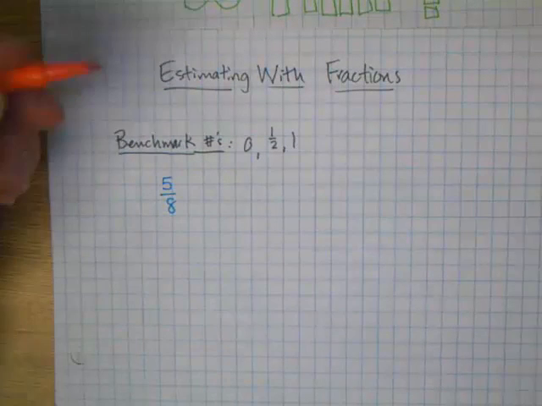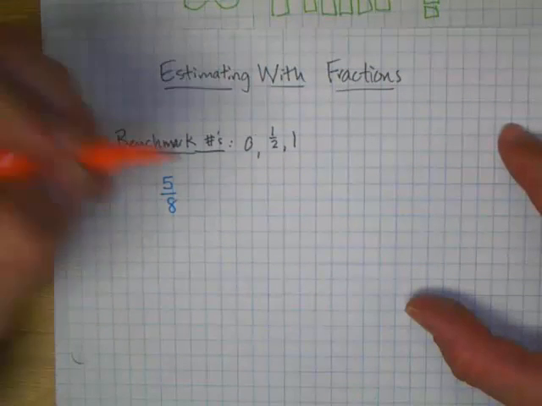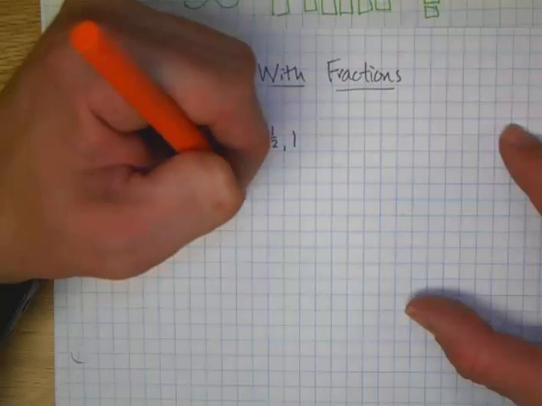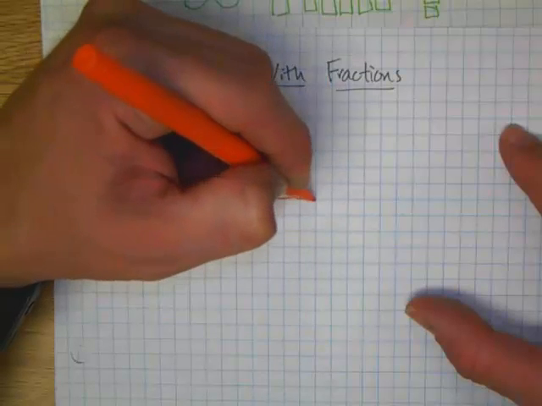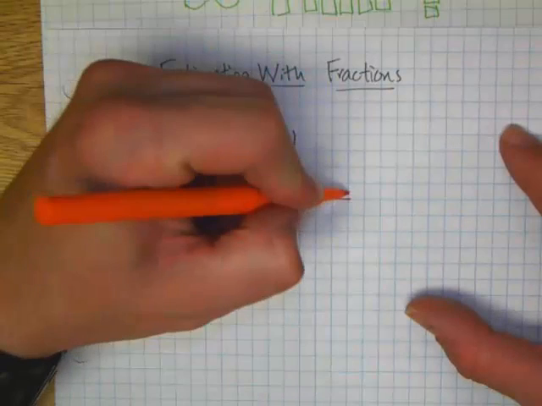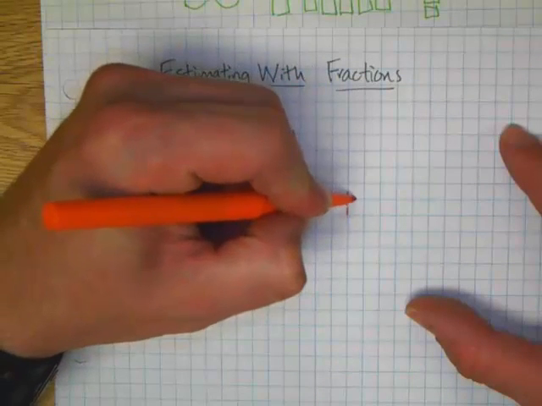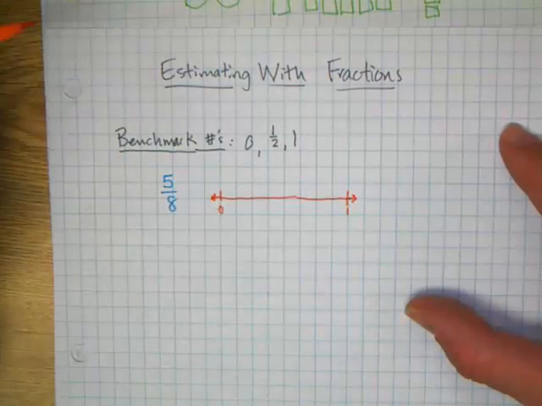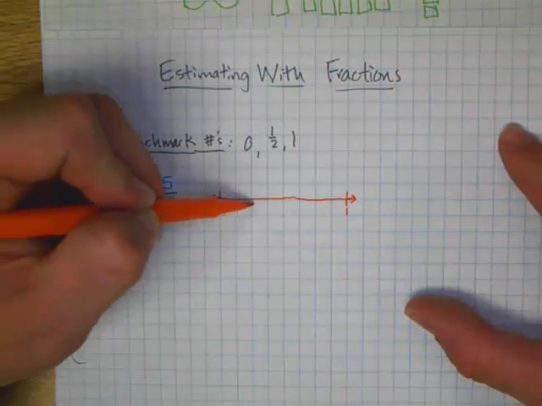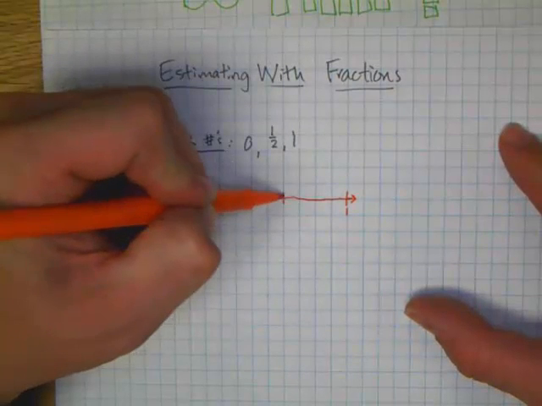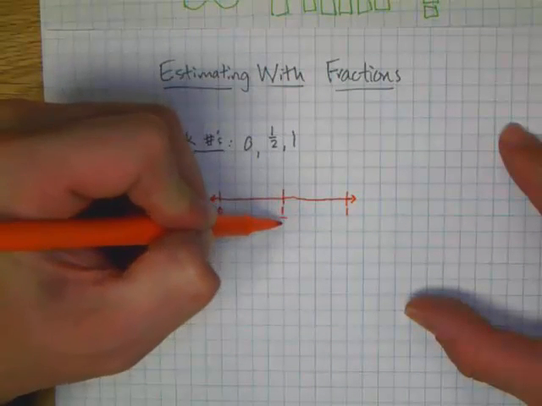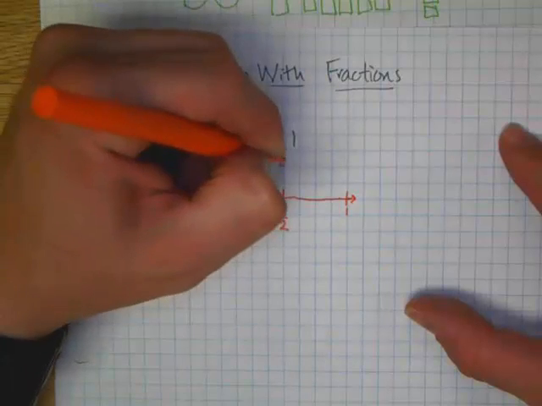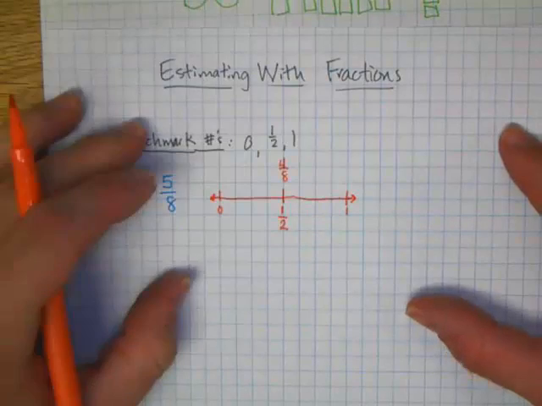So the first thing I'm going to do is draw a number line between 0 and 1. 0. And this is going to be 1, and it can continue on forever. It's a number line. Now, I want to find the halfway point. And halfway is going to be right here. This is our halfway point. This also happens to be the number 4/8. That's going to be our halfway point.